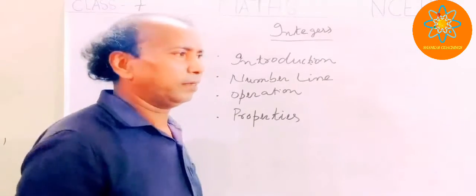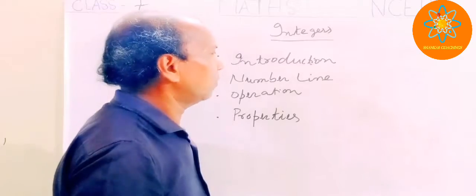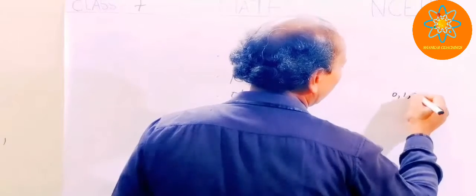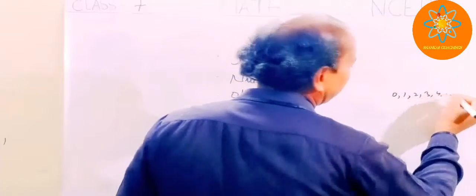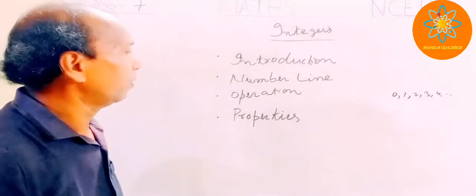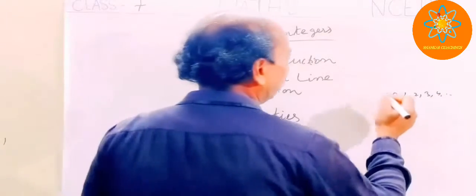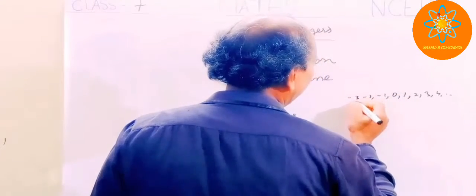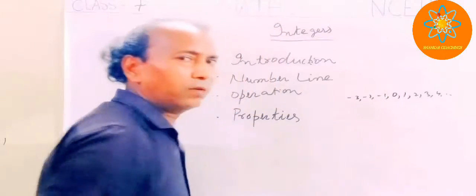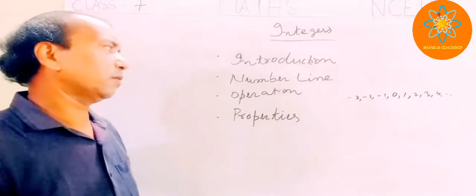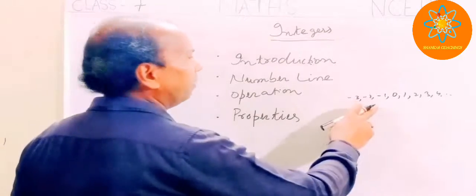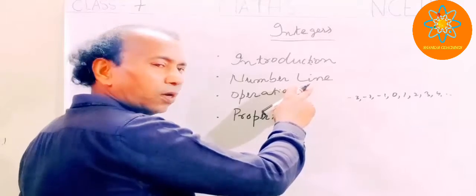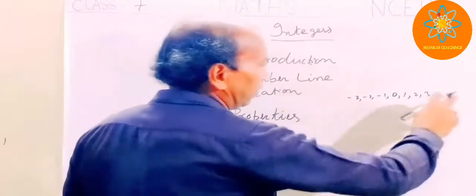In the introduction part, if we take the whole number, so whole number starts from 0, 1, 2, 3, 4 like this. If we take the negative also, that means -1, -2, -3 like this. Then as a whole, this will be called integers. This can be represented on the number line also. The line is the number line on which we can represent the integers.